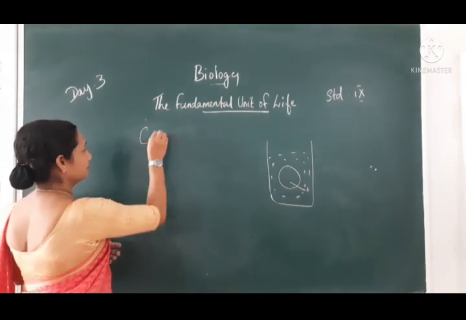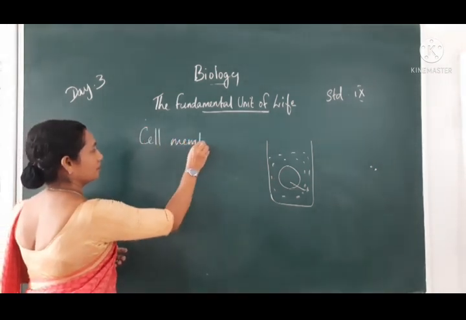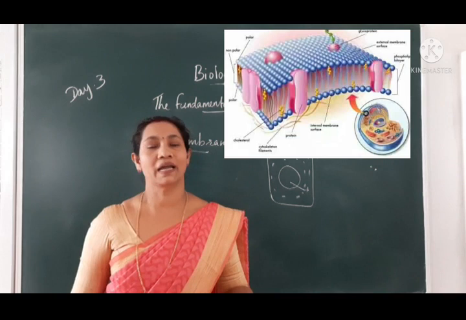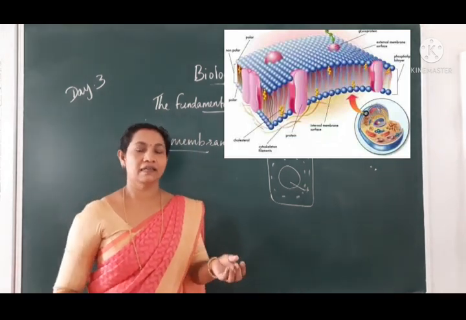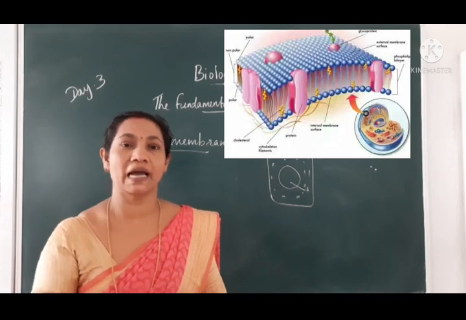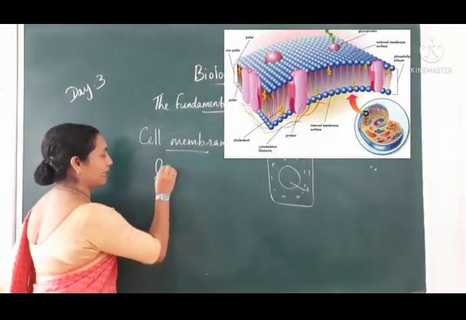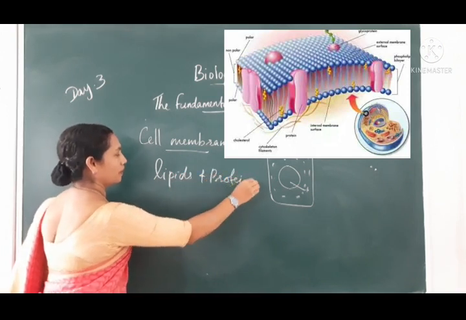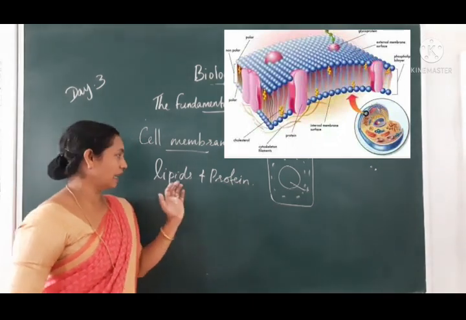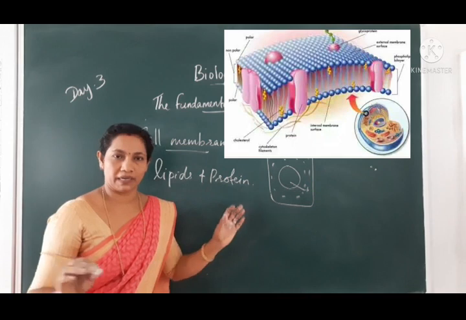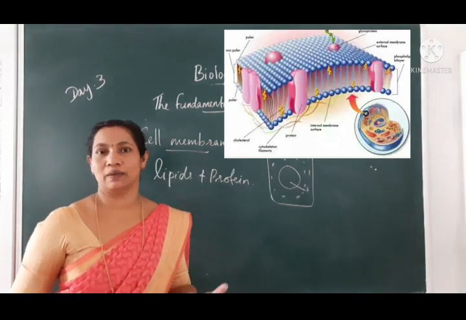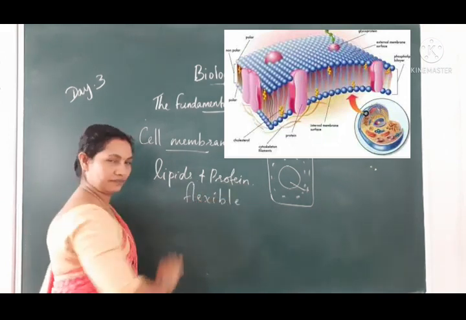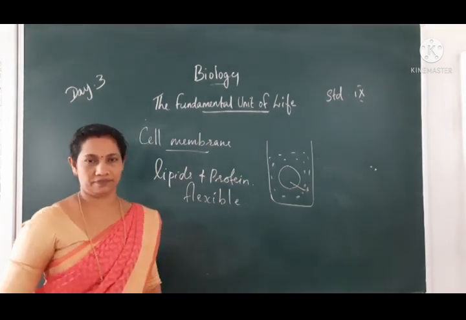Cell membrane. When you observe the cell through an electron microscope, it is clear that the cell membrane is made up of two organic molecules, lipids and proteins. Two layers of lipid molecules, and in between there are some proteins. That is the chemical nature of the cell membrane. And it is also flexible in nature.